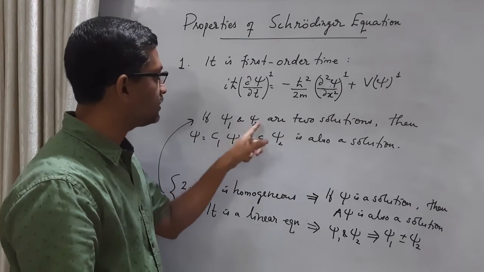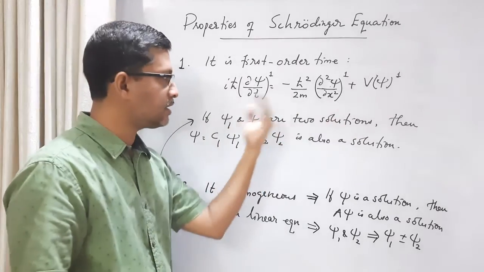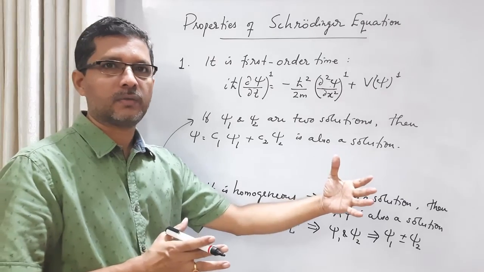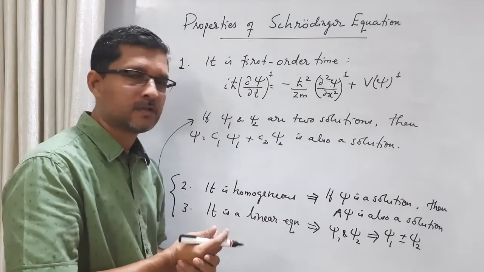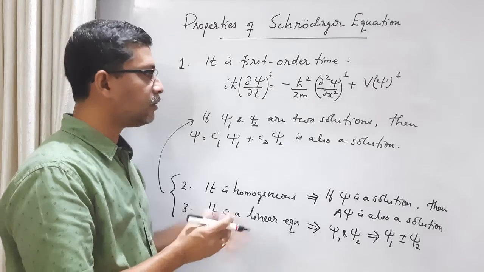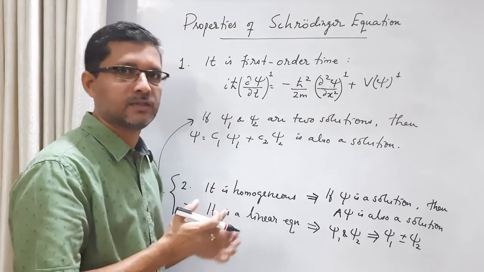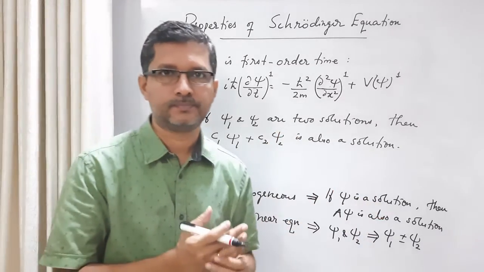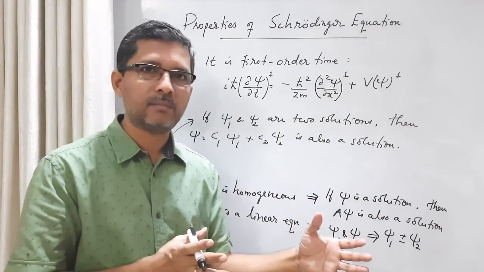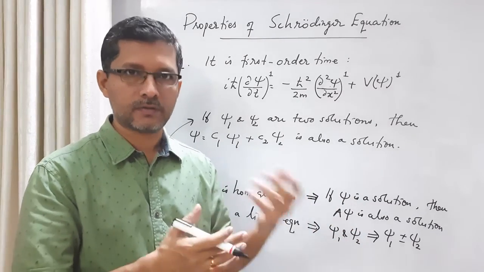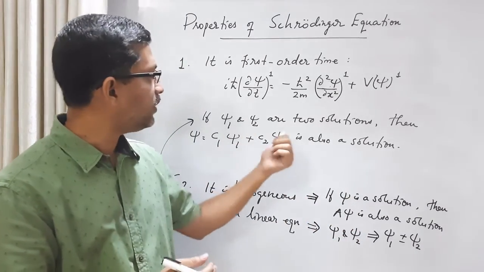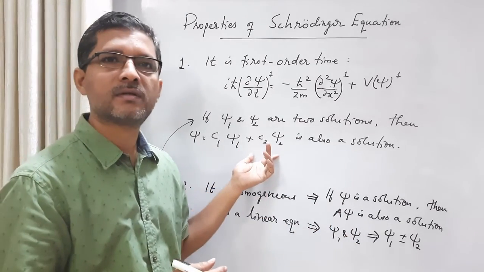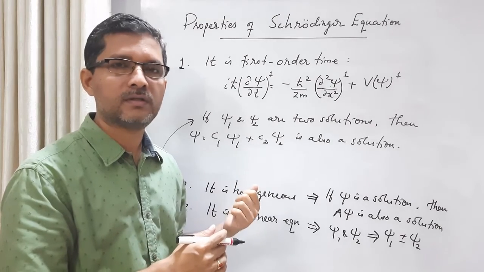Suppose you have psi 1, psi 2, psi 3, psi 4, etc. If you have a set of solutions of the Schrodinger equation or such linear homogeneous differential equations, then linear combinations of these solutions are also solutions. It means that if psi 1, psi 2, psi 3, etc. are plane wave solutions, and we know that a plane wave can be the solution of the free particle Schrodinger equation, we have shown that. So if we have a set of plane wave solutions, then their linear combinations can also be a solution of the Schrodinger equation.